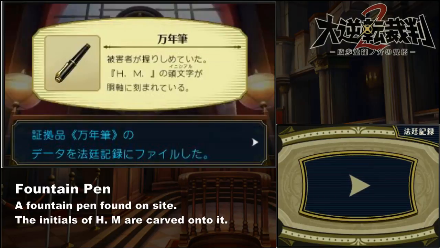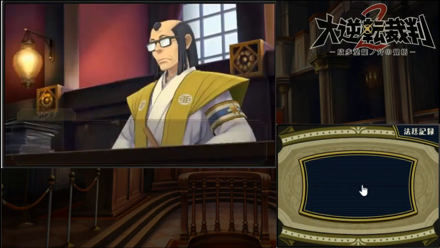A fountain pen found at the site. The initials of HM are carved into it. Fountain pen has been... Oh, no, that's been filled in the court record. That's what it says in the blue font.